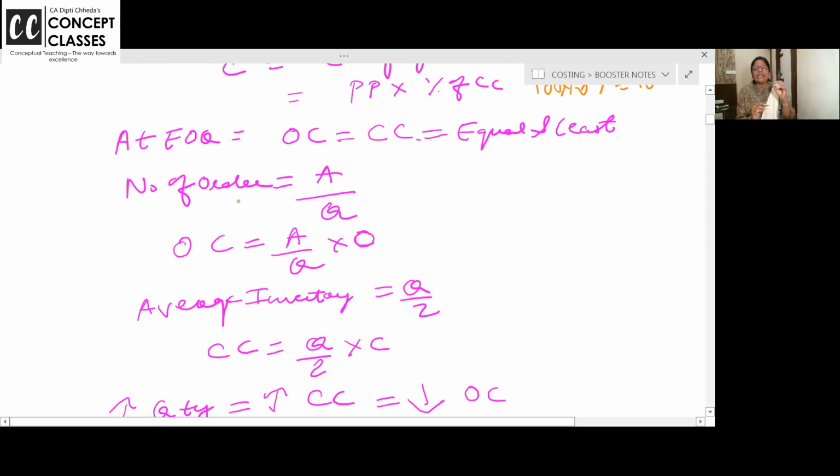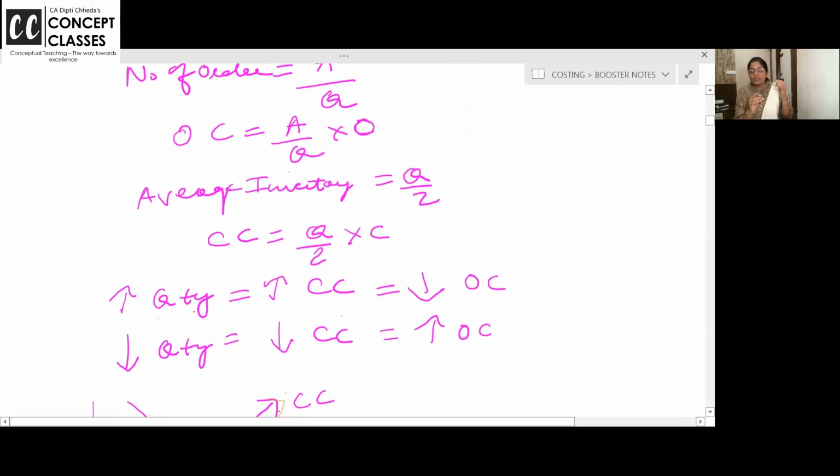Many times in the exam they ask you the number of orders. So A by Q: A is annual demand, 10,000 units, and Q means you buy 1,000 units. How many times will you place an order? A by Q, number of orders, 10. And ordering cost per order is 50. So what is the ordering cost? 500.